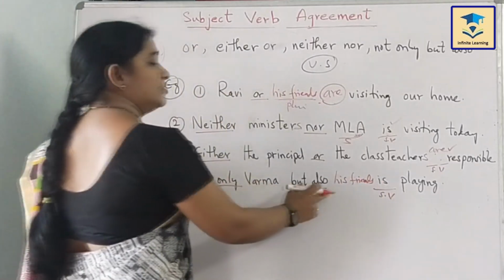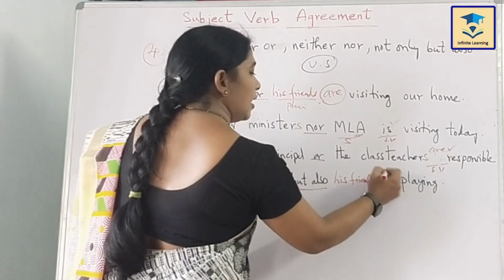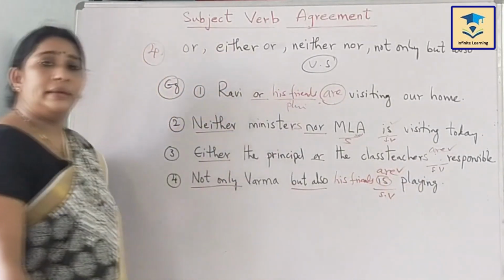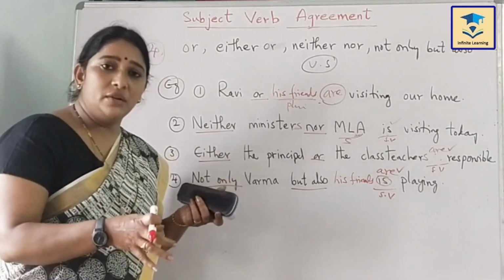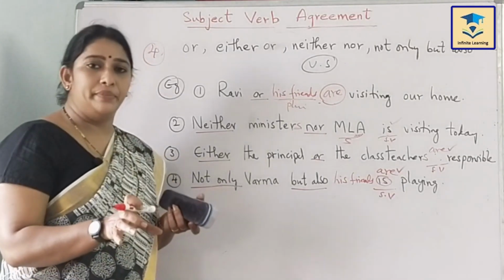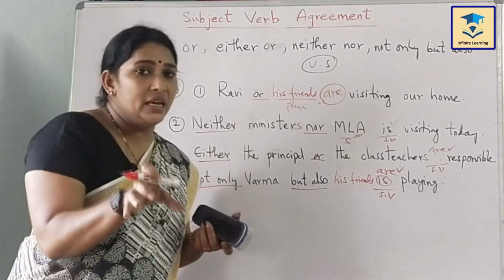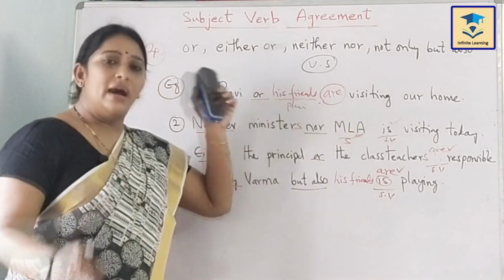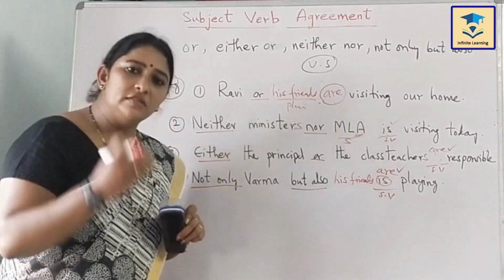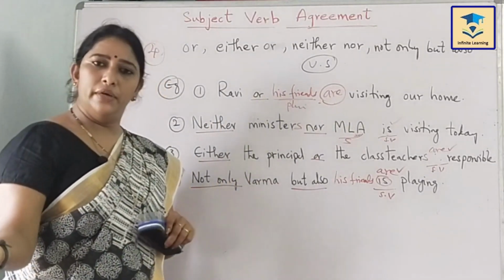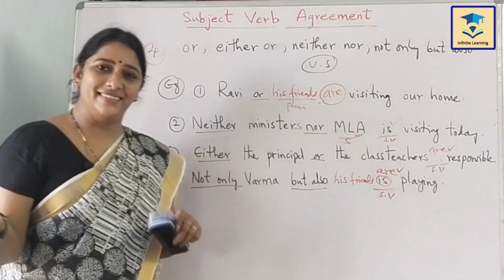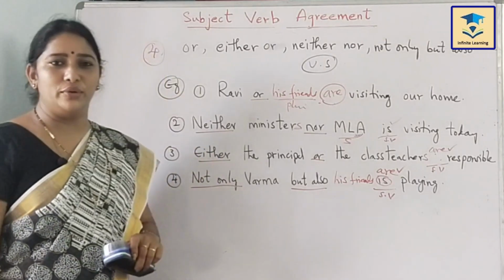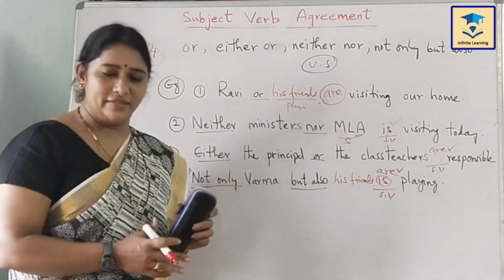Not only Verma but also his friends are playing. So consider the subject which is nearer to the verb. Verb ki దగ్గరగా ఏదుందో పక్కన ఏదుందో ఆ సబ్జెక్ట్ కన్సిడర్ చేసుకొని if it is singular give the singular verb, if it is plural give the plural verb. Right? This is the fourth rule. So far completed 4 rules. Keep on watching.